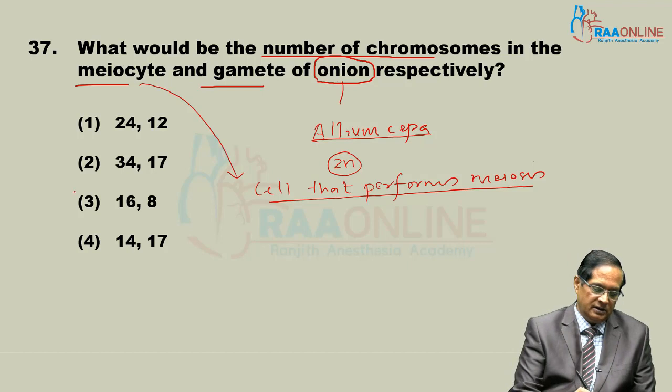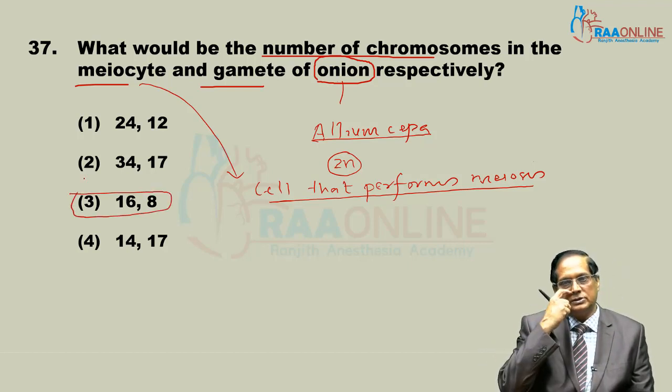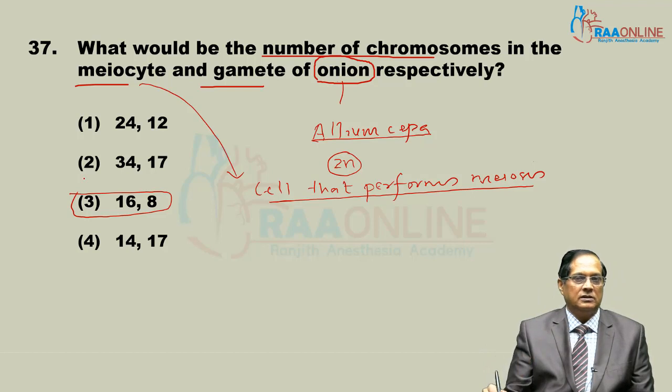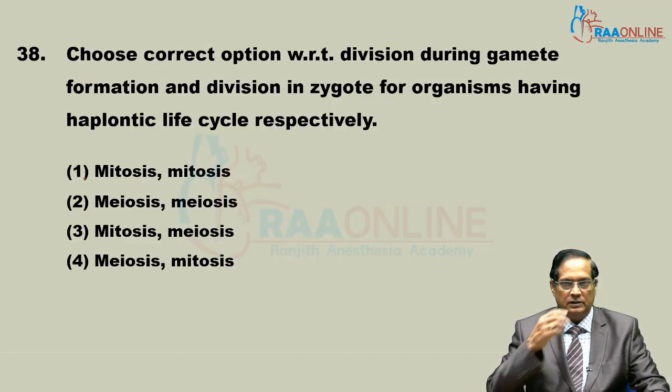And for onion, the right answer is 16 and 8. 16 chromosomes are found in the meiocyte, whereas 8 chromosomes are found in the gamete.